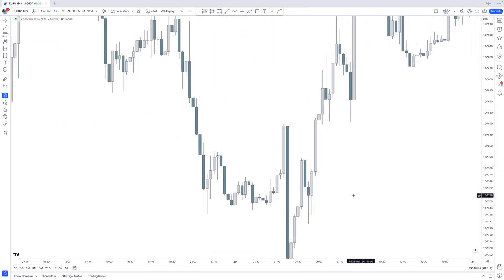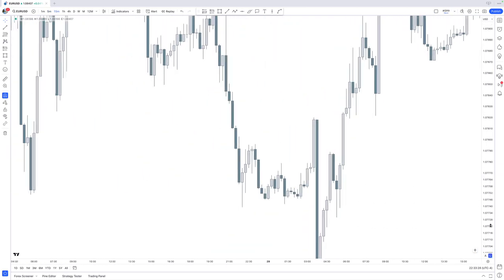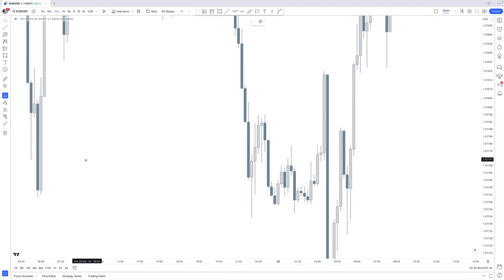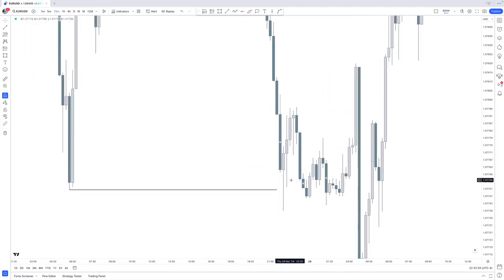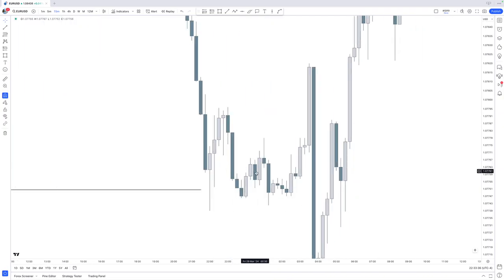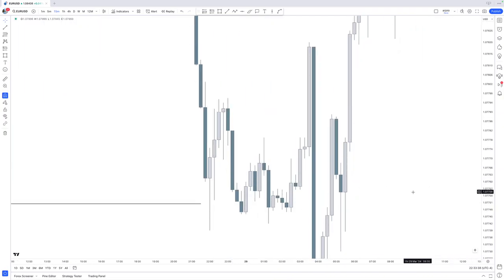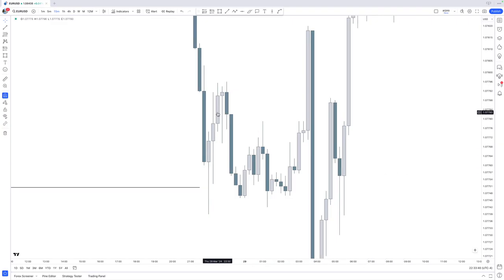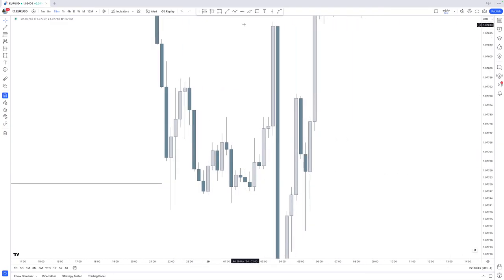So here we have another example on Euro US dollar where we come below this discount array. We have fair value gaps going into that. Perfect. Now it takes a while before we actually continue higher, and sometimes it might take a while before we create a new fair value gap going out. So right here, for example, the first fair value gap going out is sitting right there.